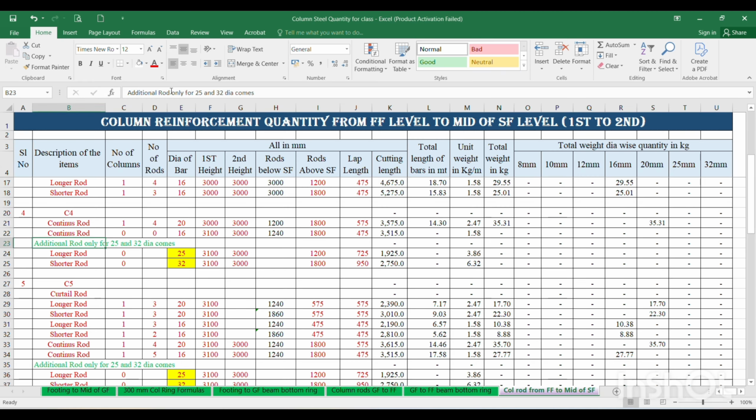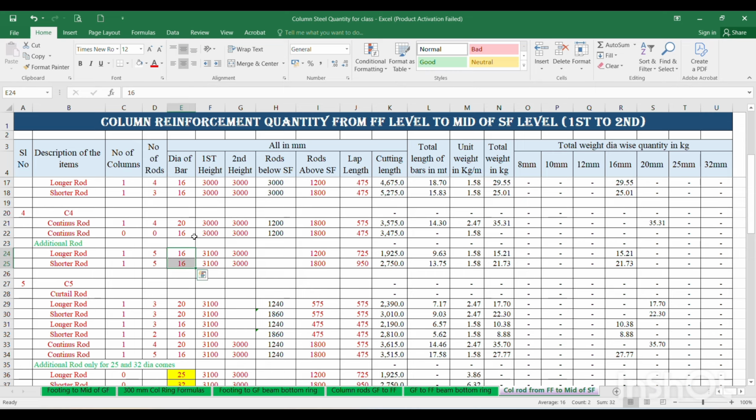additional rods. These are all additional rods. There is no continuous rod, that's why that is 0. And this is 3000 meter. This is 0. This is 1, column number 1. Out of 10 rods, 5 longer rods, 5 shorter rods. Dia of rod is 16.